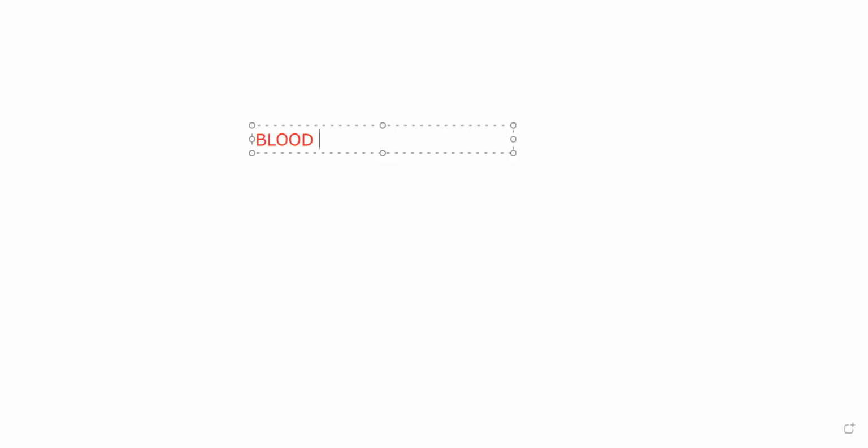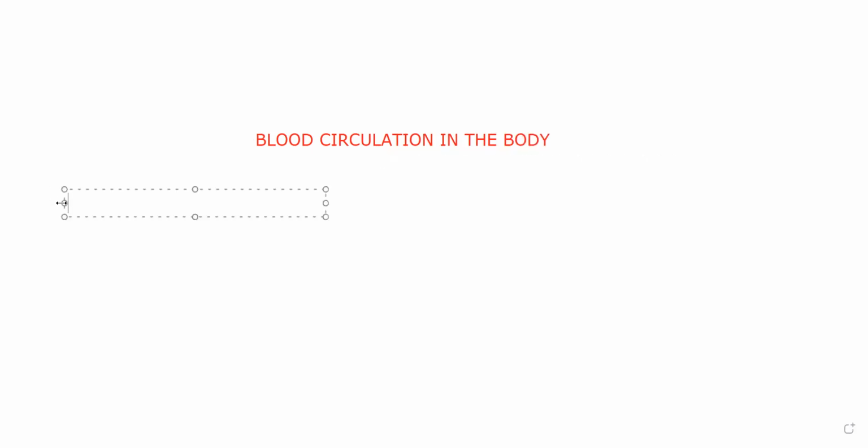Blood circulation in the body. So mainly two things in this. Basically, it is double circulation. In the sense, the blood travels twice through the heart in one complete cycle of the body.